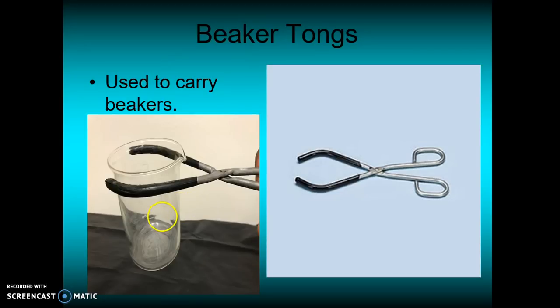Beaker tongs. When you're transferring any liquid and the beaker is really hot, you use the beaker tongs. One of the main things you need to take care of is that you don't put hard pressure, because you're going to break the beaker. If you're holding it too tight, it's going to put more pressure on it and you're going to break it. So that's one of the precautions you're going to take when you're using the beaker tongs.